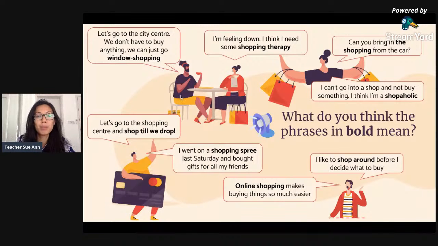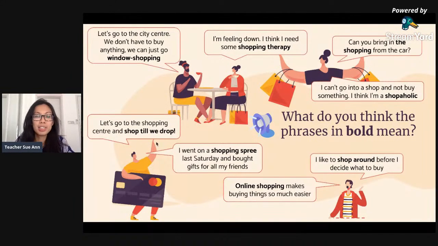Here, let's talk about a few. Window shopping. What do you think window shopping is? Let's read the sentence. Let's go to the city center. We don't have to buy anything. We can just go window shopping. So what does window shopping mean? That means you just go and look at the shop window only. You don't buy anything. Okay, that's the meaning of window shopping.